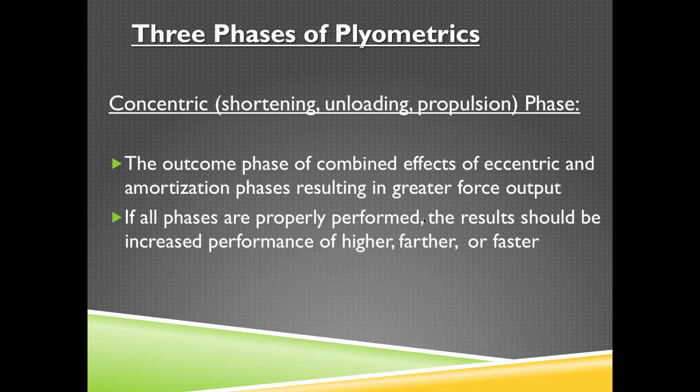And then the last phase of plyometrics is the concentric phase, also maybe named the shortening, unloading, or the propulsion phase. So the outcome phase of the combined effects of the eccentric and the amortization phase results in greater force output. So like I said, if you're just doing a squat, then you're not going to get as much force created because it's slow and controlled. You stop, you come back up. You're getting the eccentric and the concentric activity out of the muscle, but you're not getting as much force production. So instead, if you were to squat down and then jump, you're going to get a greater force output than if you're just squatting down slow and then back up slow.